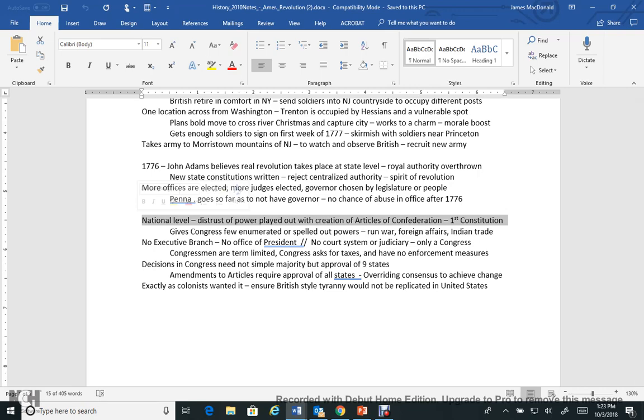Now, it didn't last very long, under 10 years, but I think it's important to evaluate because it truly speaks to the mood of the nation during the American Revolution. This Congress created under the Articles of Confederation has few powers. We would call them enumerated, spelled out, discussed, enumerated powers. And they're given just a few. They run the war. That's what Congress was going to do.